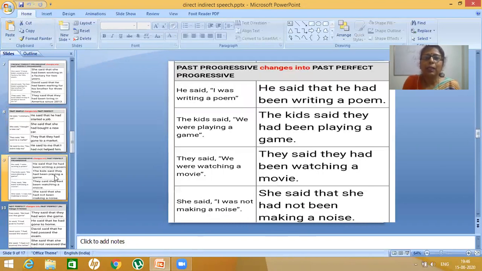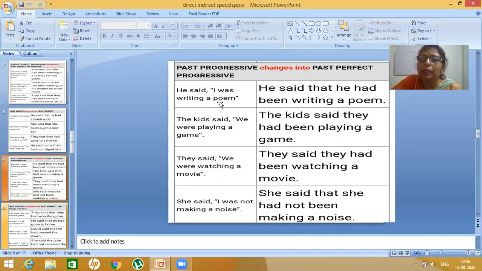After simple past, let us come to past continuous. Past continuous changes to past perfect continuous. Again, the past continuous changes to its corresponding past perfect continuous. Let us go through the examples. He said, "I was writing a poem." He said that he had been writing a poem.